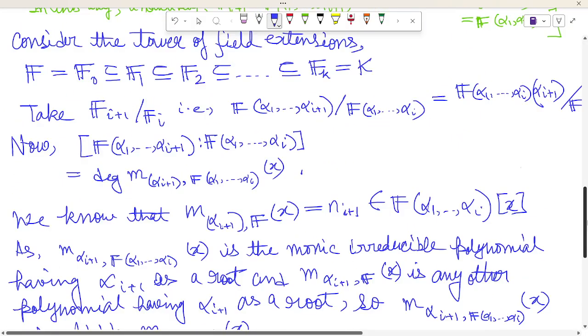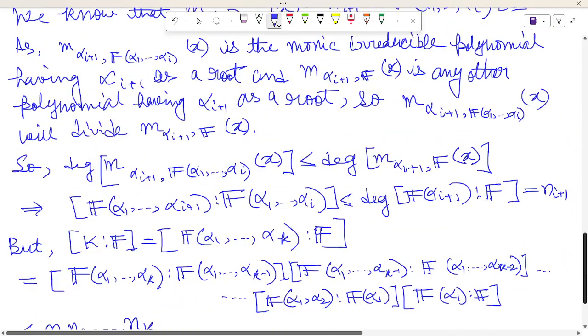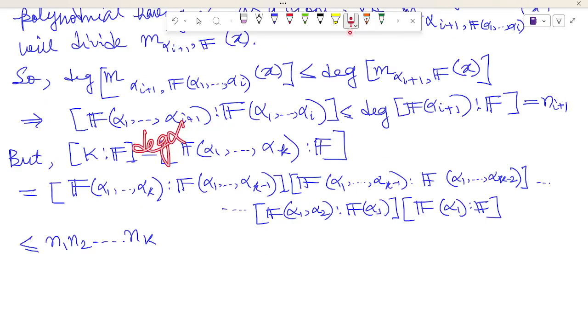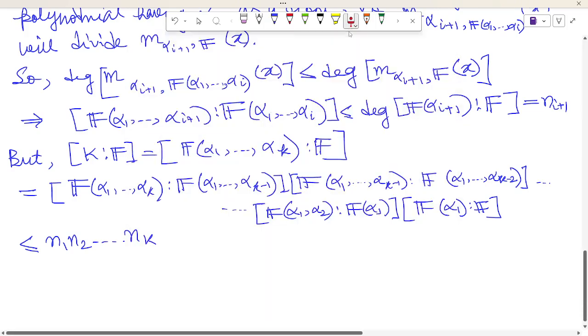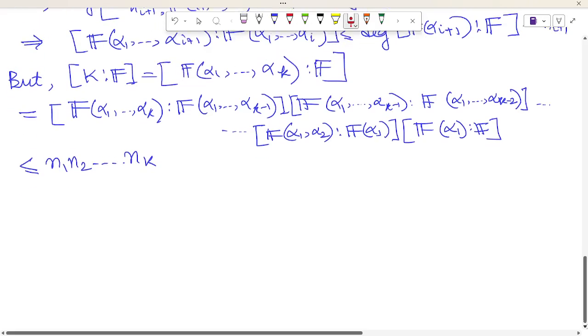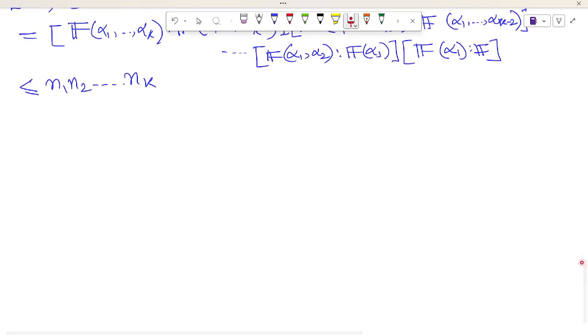So what information can we get? If we know the degree of alpha over F, that is the degree of the minimal polynomial over F, then I can get an upper bound. When the equality holds, it is an inequality.